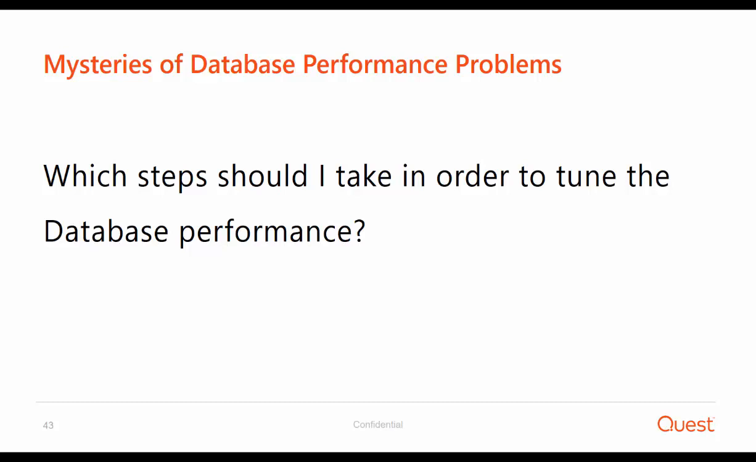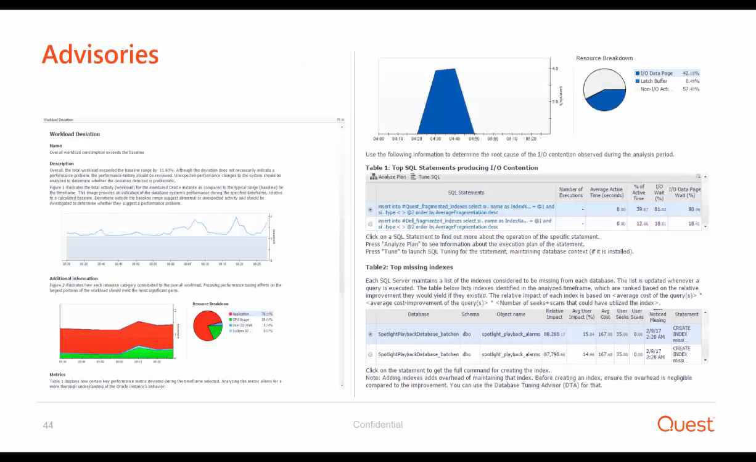The last challenge for today's presentation is which steps should I as a DBA take in order to tune the database performance. Foglight Performance Investigator for both Oracle and SQL Server features the advisories capability, which basically tells you as a DBA which action items you should take, what you should implement in order to improve the database performance. It could be a recommendation for object changes, parameter changes, etc.